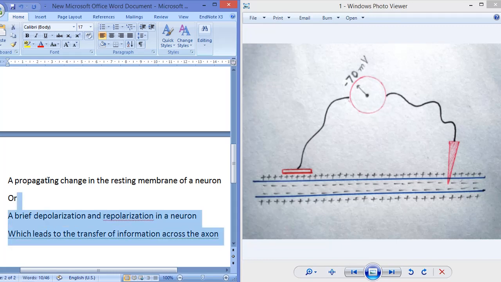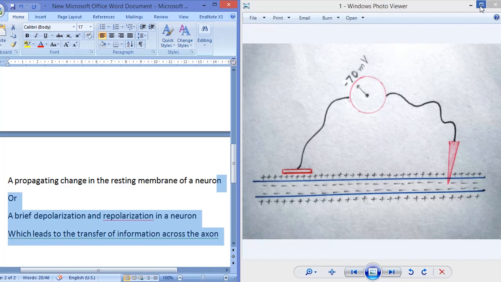These are the definitions of action potential. Action potential is actually a propagating change in the resting membrane of a neuron. Not a simple change, a propagating change. The change which spreads, which goes through the axon.